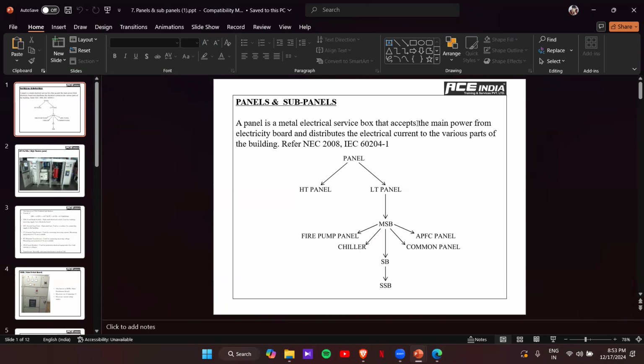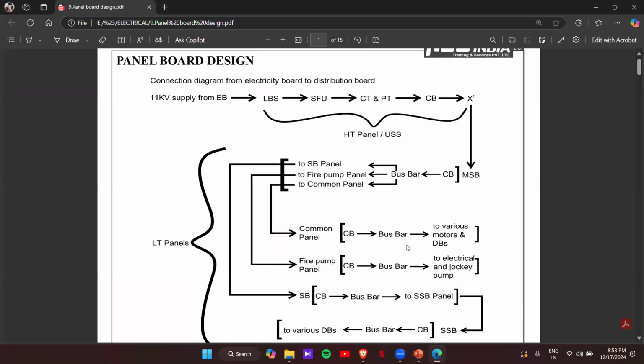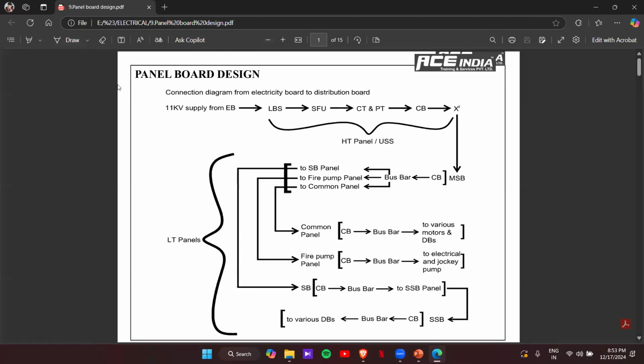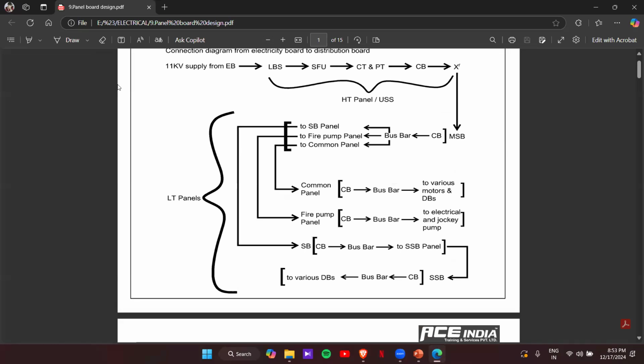Before explaining this one, I'd like to explain the flow diagram. When you take a commercial building which has a 3-phase connection, first you will get an 11 kV supply from the electricity board. If your connected load is more than 100 kVA, you don't get direct supply from the EB. You get 11 kV supply, which we have to step down and then distribute in our building, right?